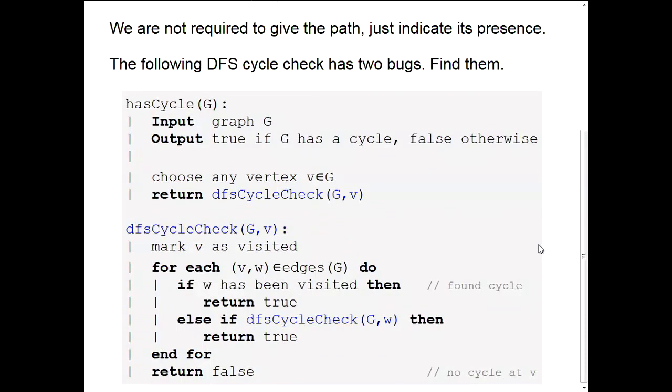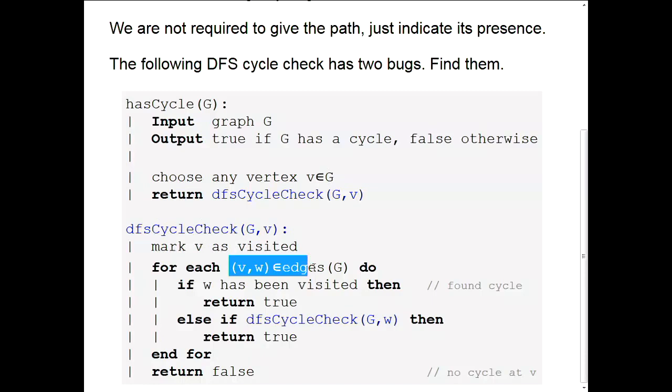The input is a graph. The output should be true or false. And we use the recursive depth-first search by randomly choosing an arbitrary vertex and starting from this vertex with our depth-first search. Now, the depth-first search works as follows. We mark the vertex as visited.